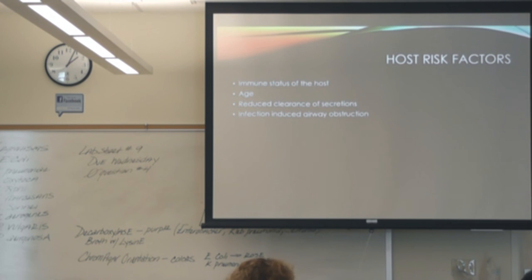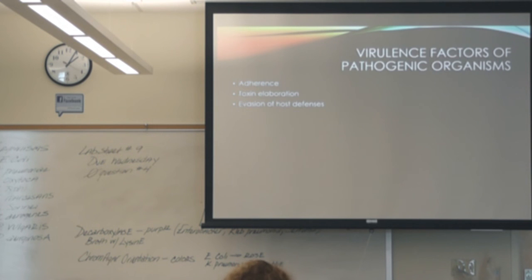Okay. Host risk factors. Let's see. Immune status of the host, the age. So infants and elderly are going to be more susceptible, obviously, to upper and lower respiratory infections. And then infections that will be induced by airway obstruction. So people that have trach tubes or things like that are going to be susceptible to infection. Okay? The mechanical clearance is important, right? Because you're going to have to be able to get the pathogens out. If you're not having clearance, that's when the pathogens are going to start hanging around. Right? So you would definitely not want airway obstruction. Okay? Virulence factors.